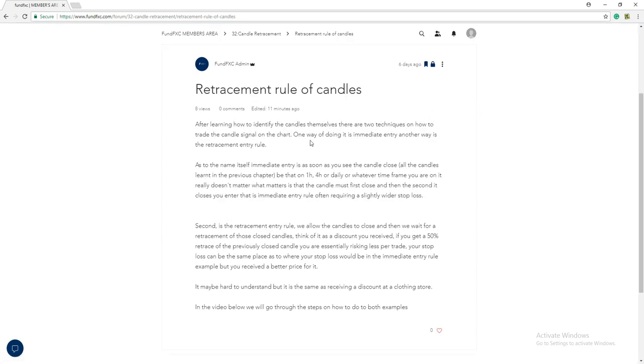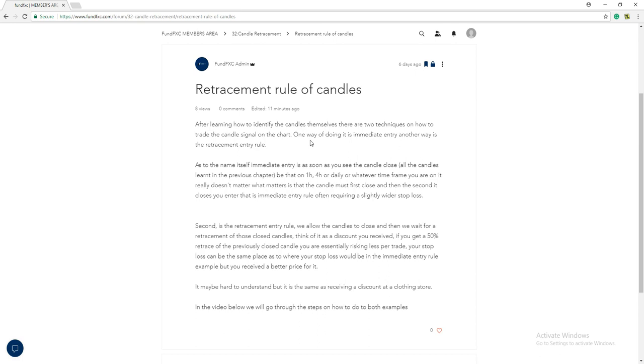After learning how to identify the candles themselves, there are two techniques on how to trade the candle signal on the chart. One way of doing it is an immediate entry, another way is the retracement entry rule. As the name itself says, immediate entry is as soon as you see the candle close, all the candles learned in the previous chapters, be that a 1 hour, 4 hour, daily, or whatever time frame you're trading on. It really doesn't matter. What matters is the candle must first close, and then the second it closes, you must enter that trade immediately, following the immediate entry rule, often requiring a slightly wider stop loss.